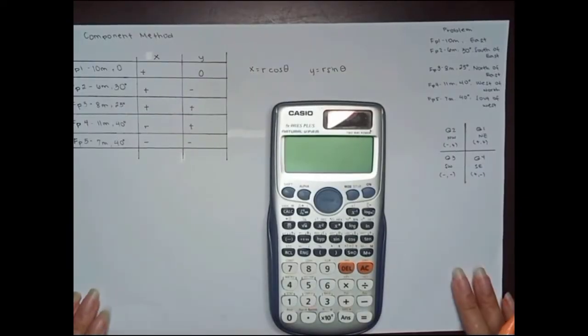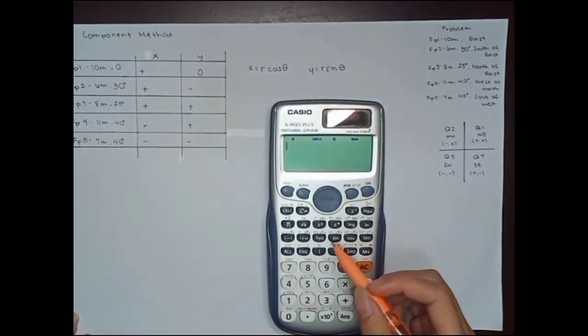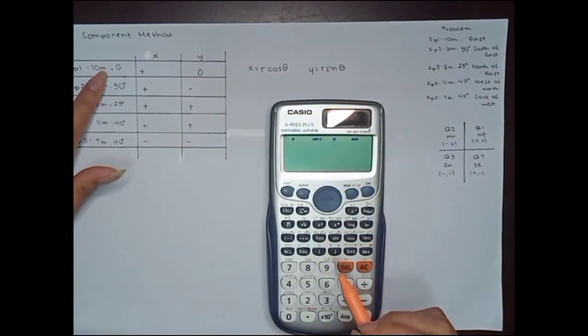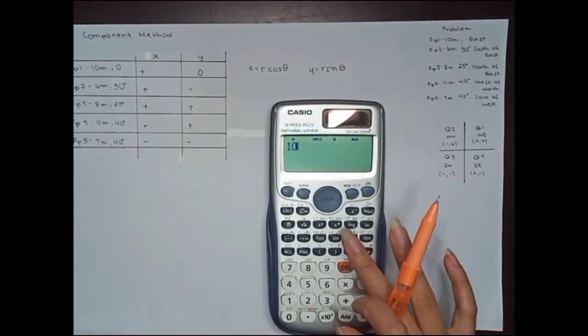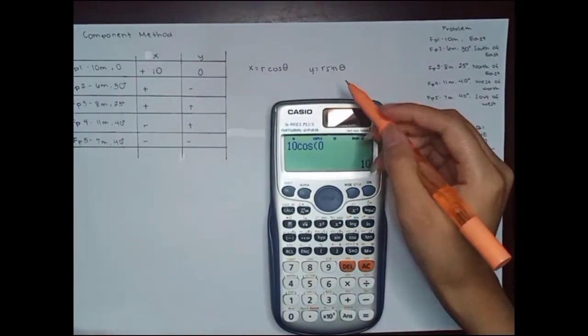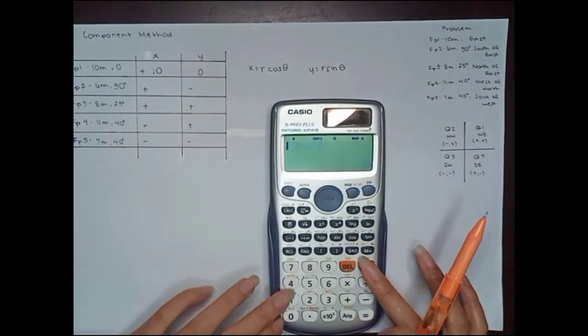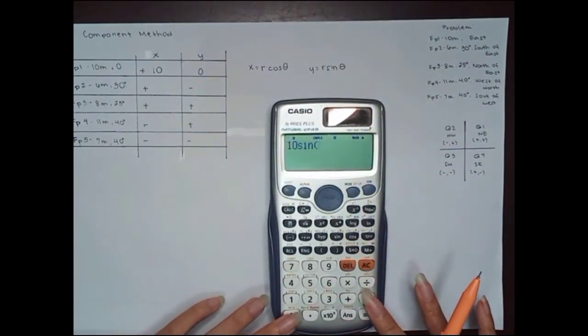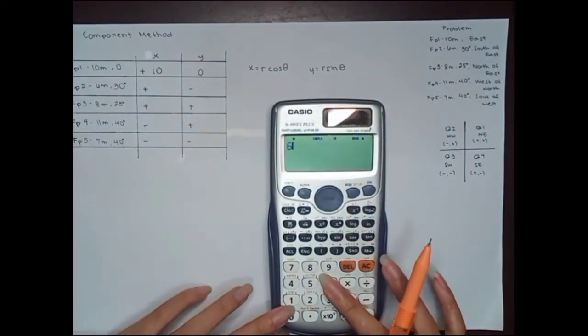We will now begin to solve the component method. Get your calculators now. We will first solve the first row. First, we will get the x. Type in your calculator the r, which is 10 meters. Then click cosine, then theta, or the degrees, which is 0. Then the answer is 10. Then for y, compute it with the given formula. r is 10 meters, sine, then the degree, which is 0. The answer is 0. Just repeat the process.